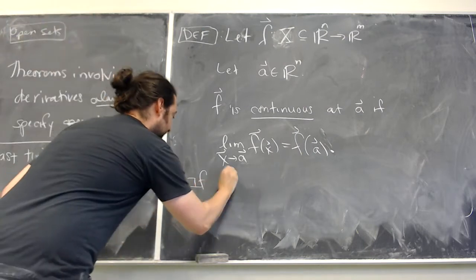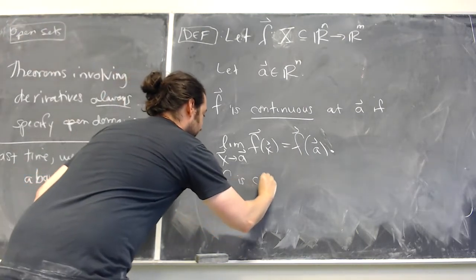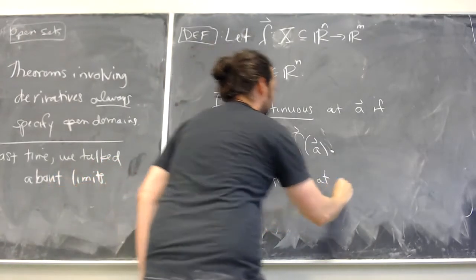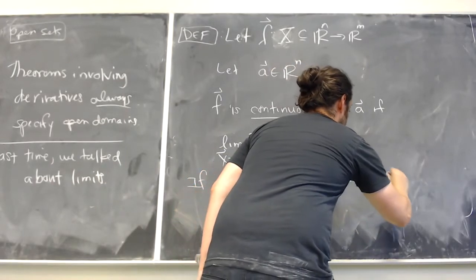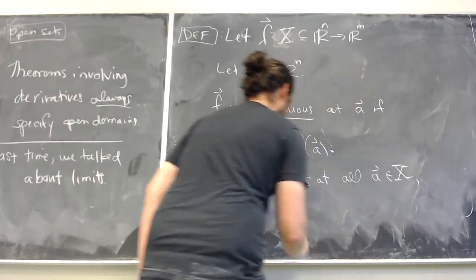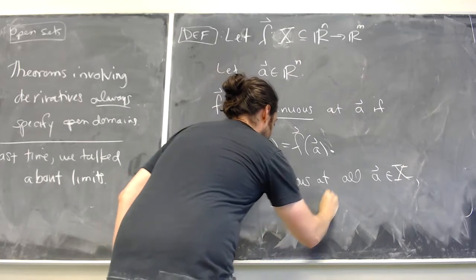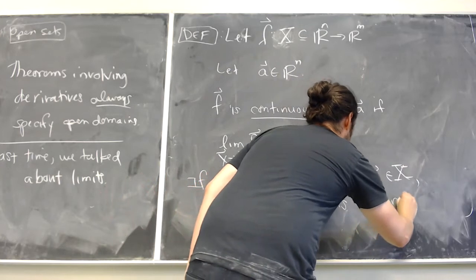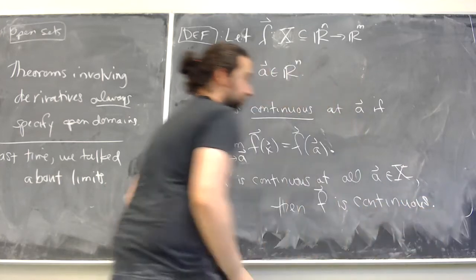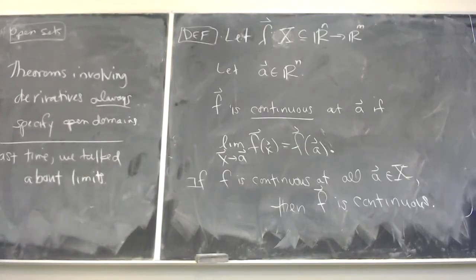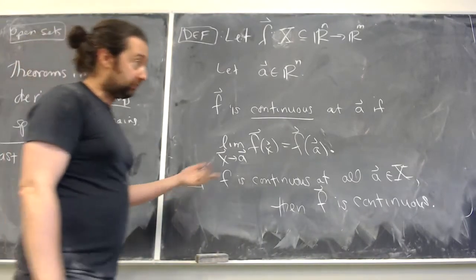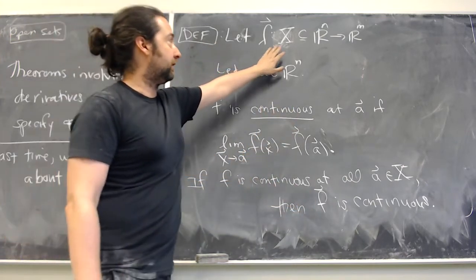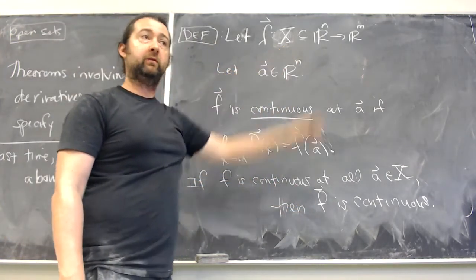If f is continuous at all A in its domain, then we just say f is continuous. So continuity is a local condition. I check it point by point. And if I say a function is continuous, I mean that limit is equal to its value everywhere in the domain.